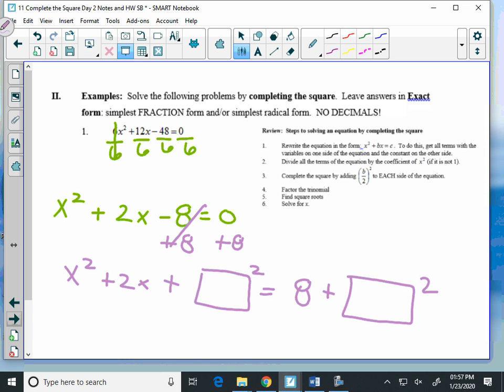So now you're going to take the new middle number. What's our new middle number? 2. And divide it in half. Cut it in half. What's half of 2? 1. Take your new middle, divide it by 2 to get 1. That's what we're filling our box in with.